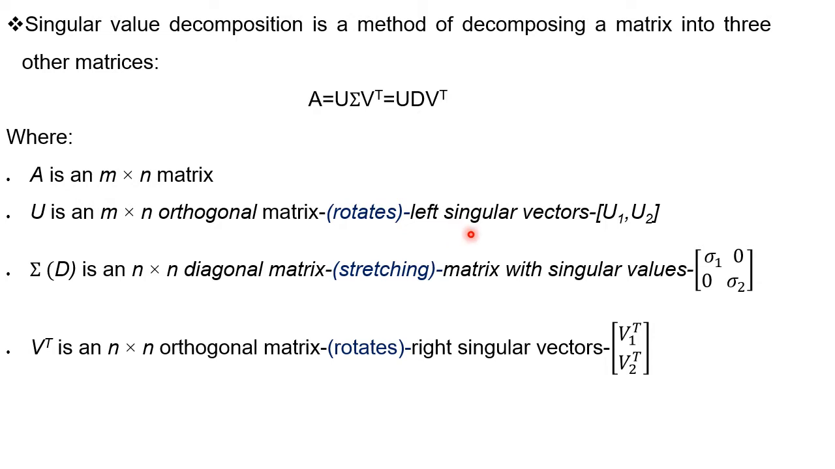Let's call these the left singular vectors U1, U2. Sigma or D is an n cross n diagonal matrix, which helps in stretching the given vector, and it has the singular values as the diagonal elements, sigma 1, 0, 0, sigma 2. V transpose is an n cross n orthogonal matrix. It is once again a rotational matrix, which rotates the vectors V1 transpose, V2 transpose. Here I have illustrated for 2 cross 2. This can be extended for higher dimensions.